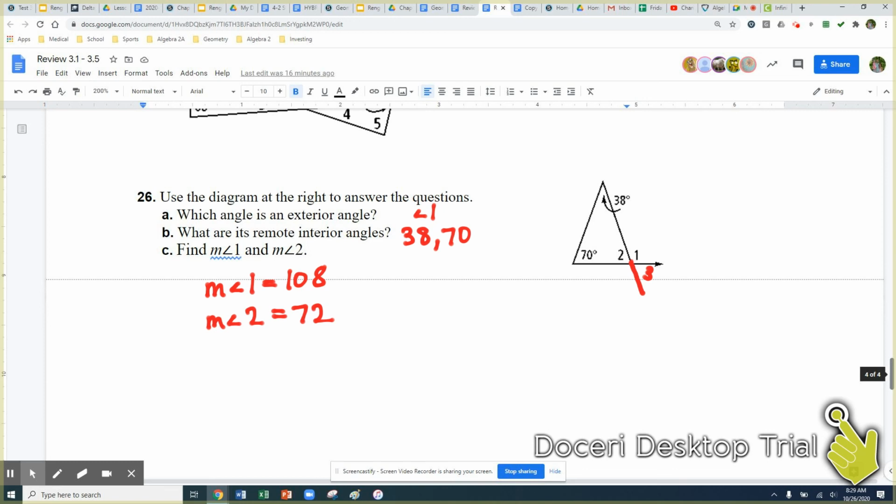So angle 2 and 1, angle 1 is the exterior. And if we had an angle 4 out here, that would be an exterior angle, but 2 and 3 are vertical with each other. So I know that it is on the outside, but it's not a linear pair with your angle in your triangle. So that would be just a vertical. All right, so that will be 26.